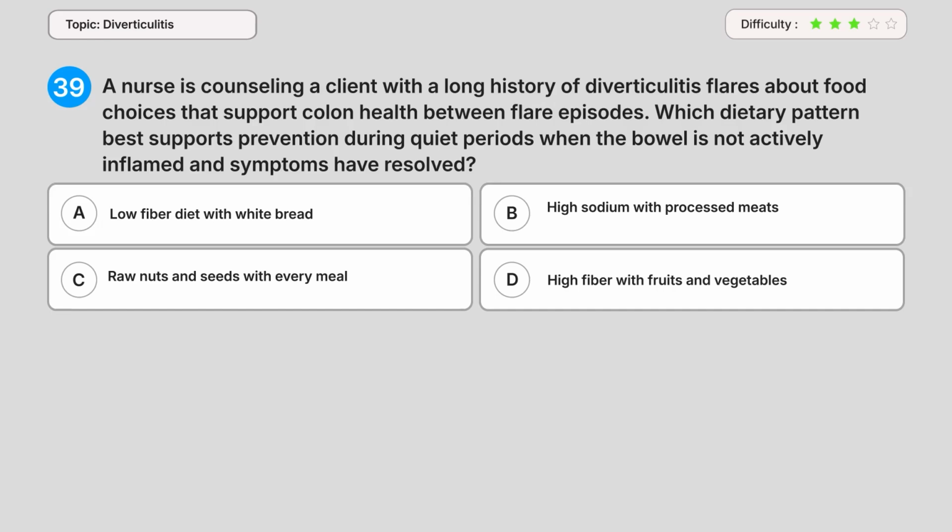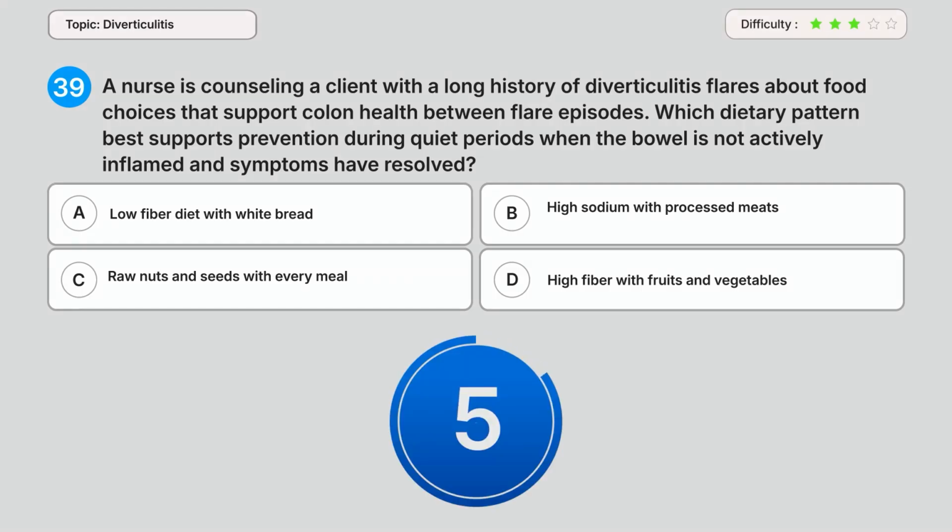A. Low fibre diet with white bread. B. High sodium with processed meats. C. Raw nuts and seeds with every meal. D. High fibre with fruits and vegetables. Do you know the answer?